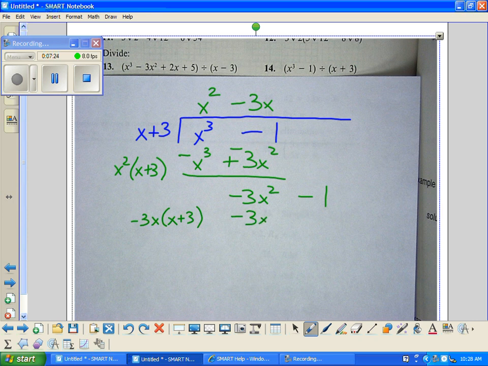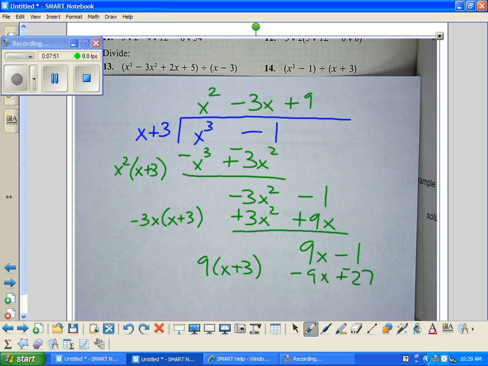We distribute. Again, we have to subtract. We change the signs and add. When I change the signs and add, these cancel, and I'm left with 9x minus 1. Again, these are not like terms, so you can't combine them. So what times x gives you 9x? How about plus 9? 9 times x plus 3. I get 9x plus 27. I don't subtract. I change the signs and add, and I get negative 28. That becomes the remainder up on top.